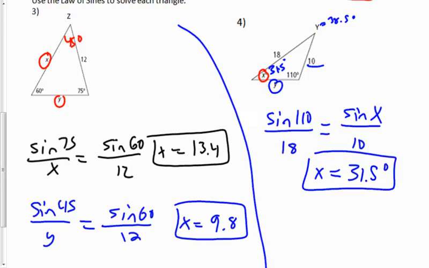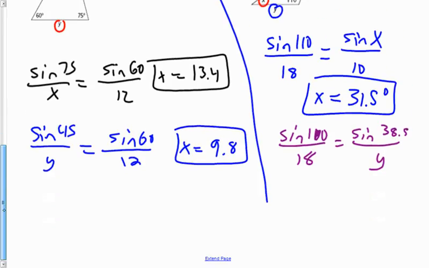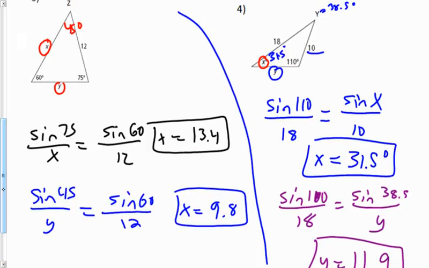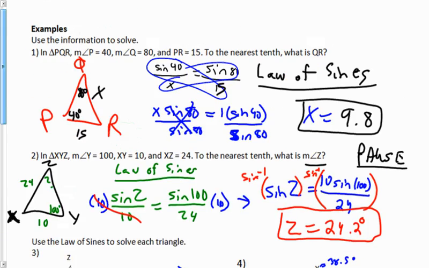So if we set up another proportion, we can do again sine of 110 over 18 is equal to, this time, sine of 38.5 over y. And then again, solving a proportion, I would just cross multiply, and I end up getting for this one y is equal to 11.9. That's a side length, so I don't even need to put degrees there. 11.9 units. Okay, and that fits with what our triangle kind of looks like there. So that's using this law of sines just to find missing parts of a triangle. We did four examples there.